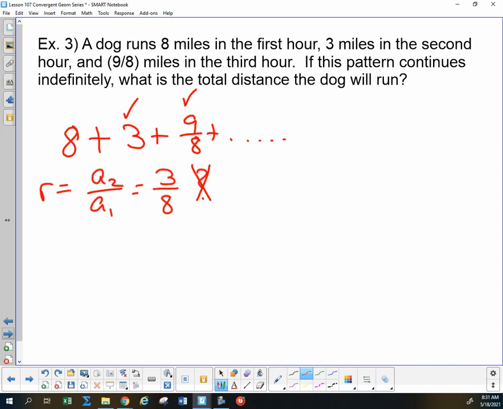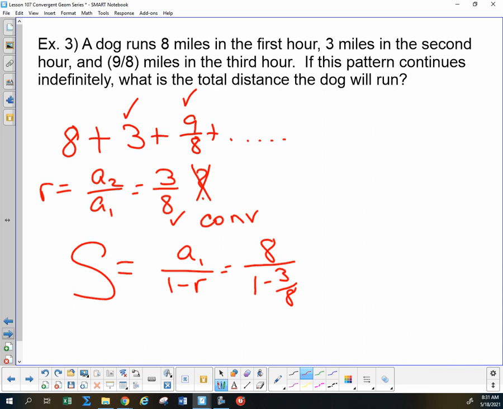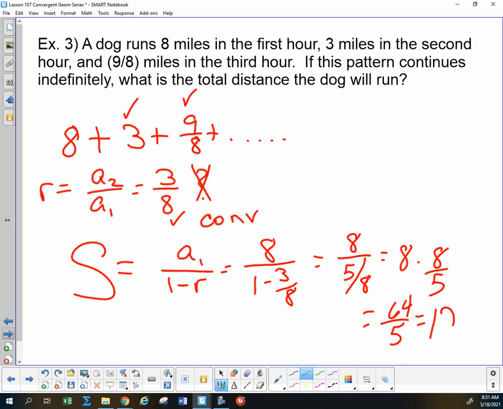Is 3/8 between -1 and 1? So yes, it is convergent. That means that our sum needs to be first term over 1 minus R, so 8 over 1 minus 3/8. And that would be, instead of dinky denominators, I'll do it this way, 8 over 5/8. So that is flip and multiply: 64 fifths, or 12 and 4/5, 12.8 miles.